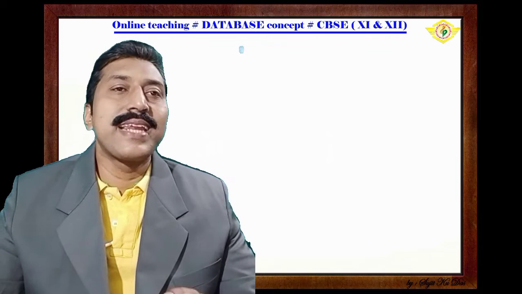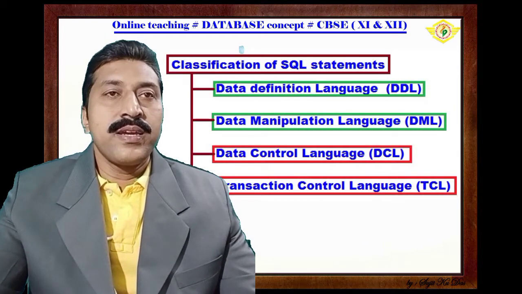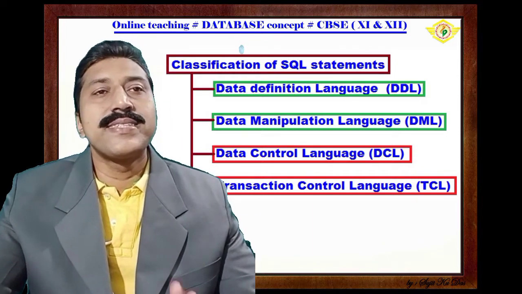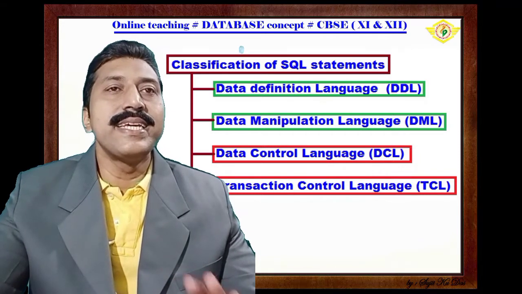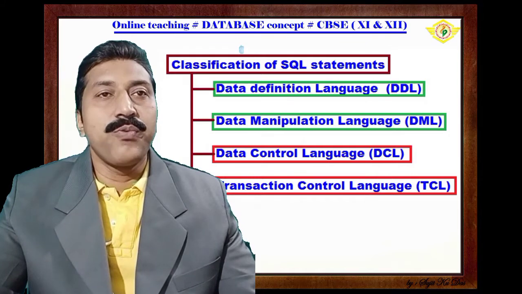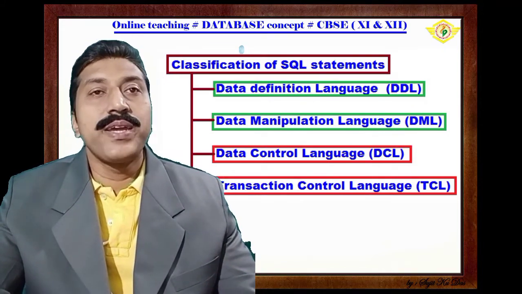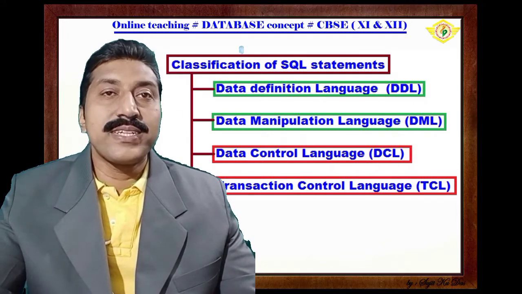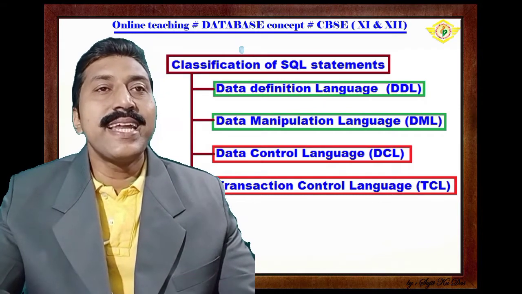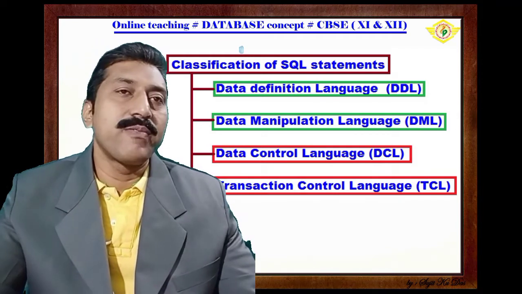Next, let us discuss classification of SQL statements. In classifications, first we'll discuss data definition language, which is known as DDL. Actually, SQL statements are divided into data definition language, data manipulation language, which is known as DML, data control language, DCL, and transaction control language, that is TCL. So we'll discuss DDL and DML commands in detail because these other two are not in our syllabus.